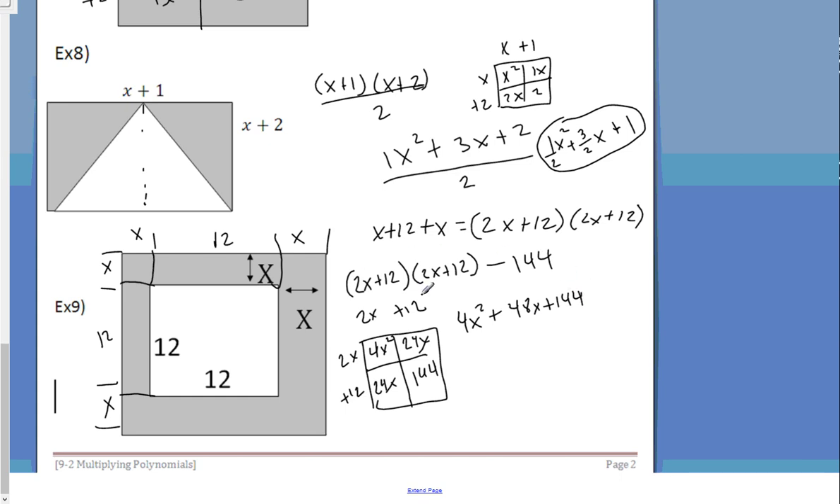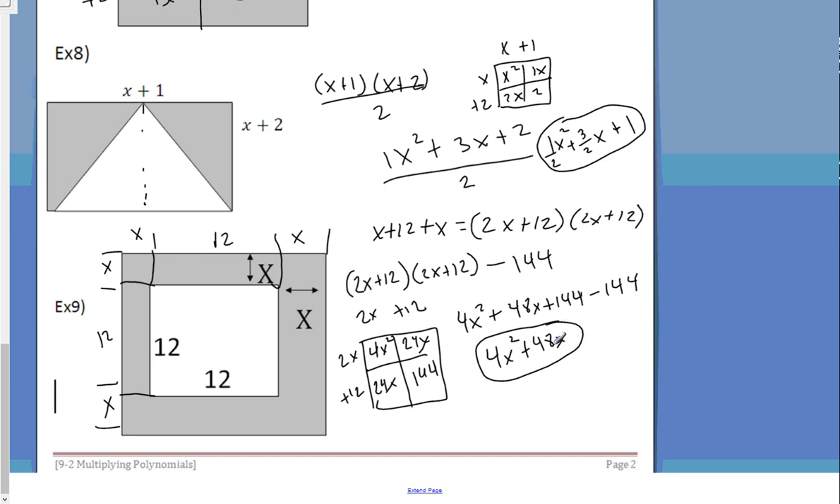So 2x plus 12 times 2x plus 12 is this. Then I'm going to subtract 144. So what's going to happen? Well, these are going to knock each other off, and I'm left with 4x squared plus 48x. That tells me that the area of the frame is 4x squared plus 48x. So if I knew what x was, I could find the area.